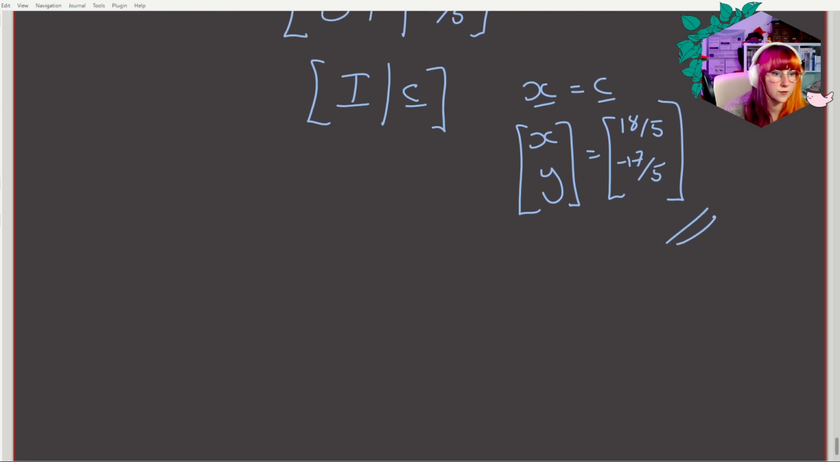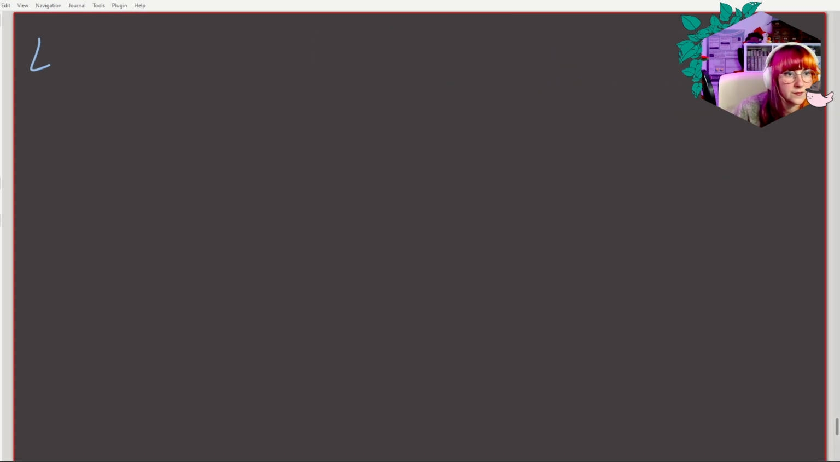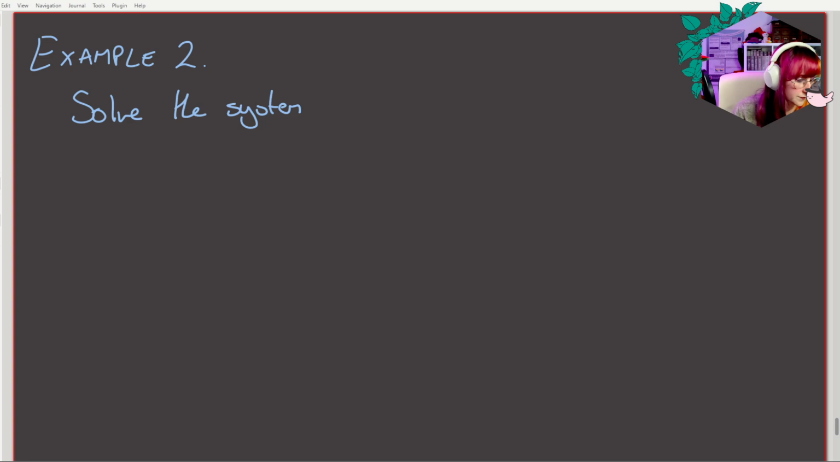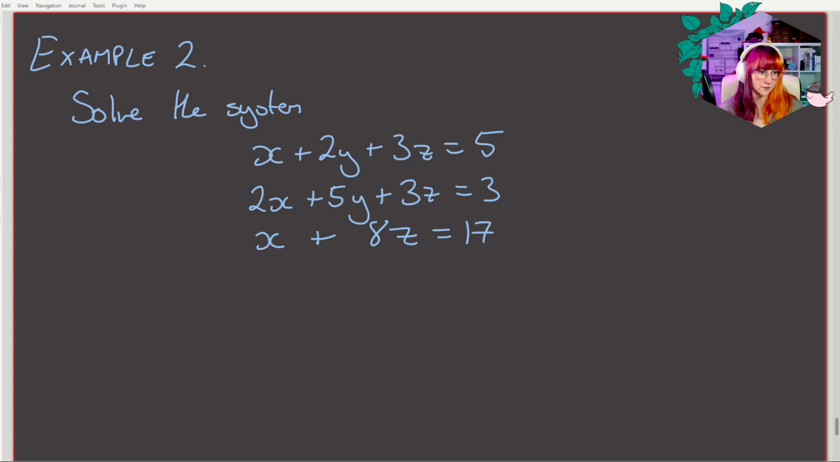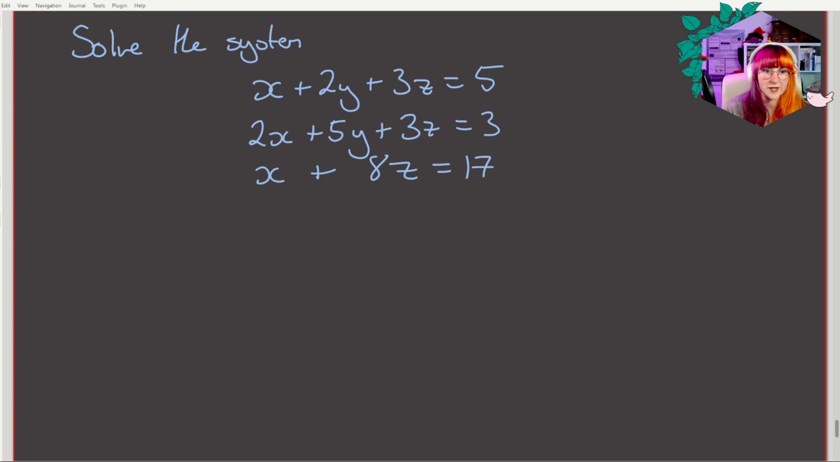So we can do that again, but for more complicated matrices. Solve the system. x plus 2y plus 3z is 5. 2x plus 5y plus 3z is 3. x plus 8z is 17. Okay, so augmented matrix.